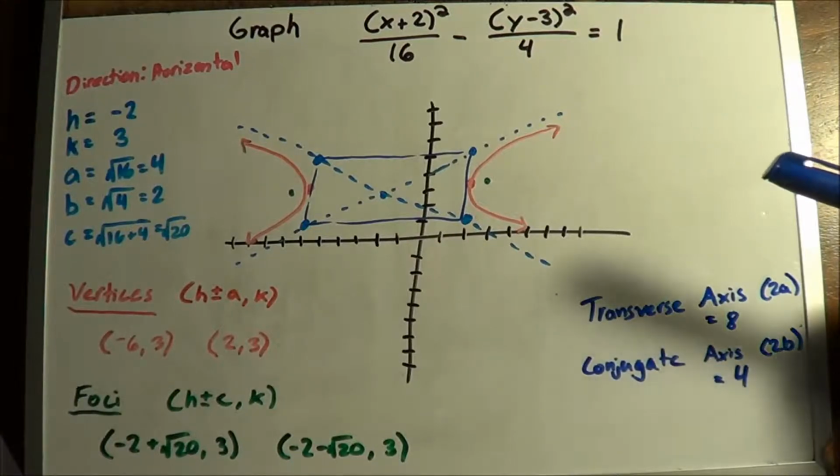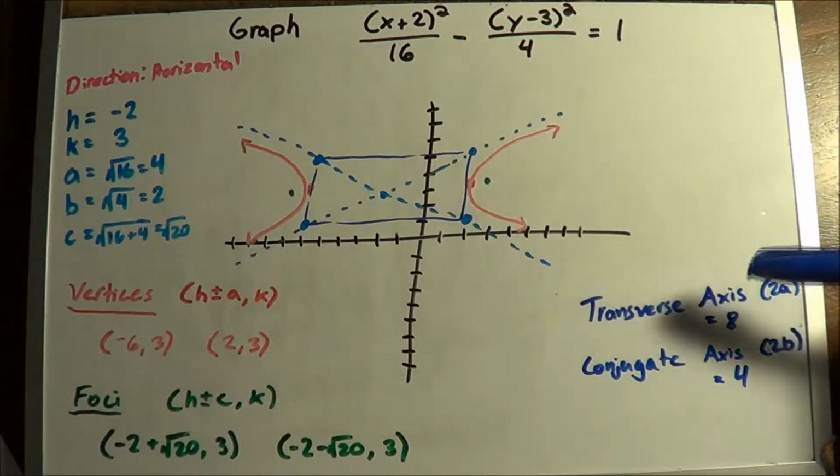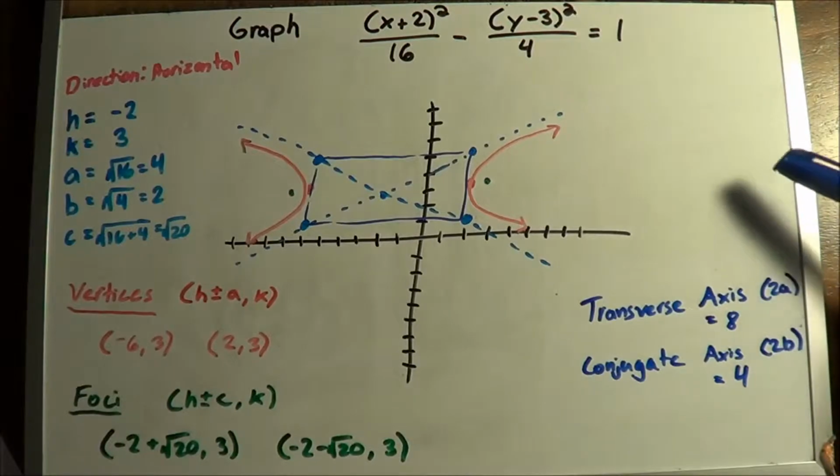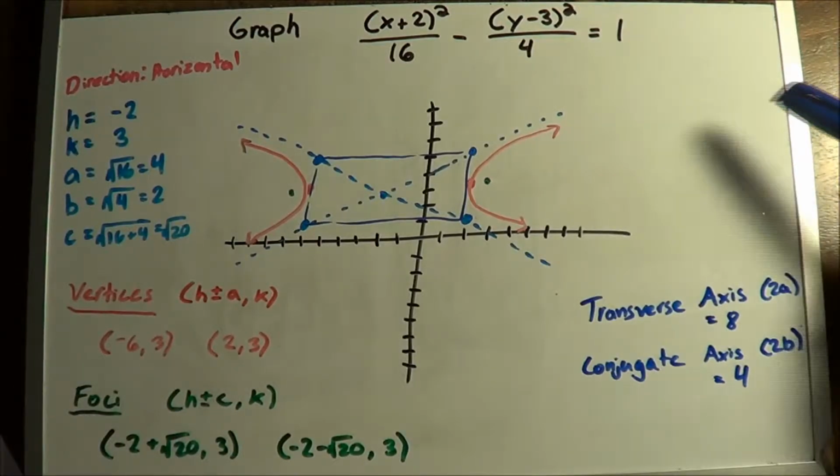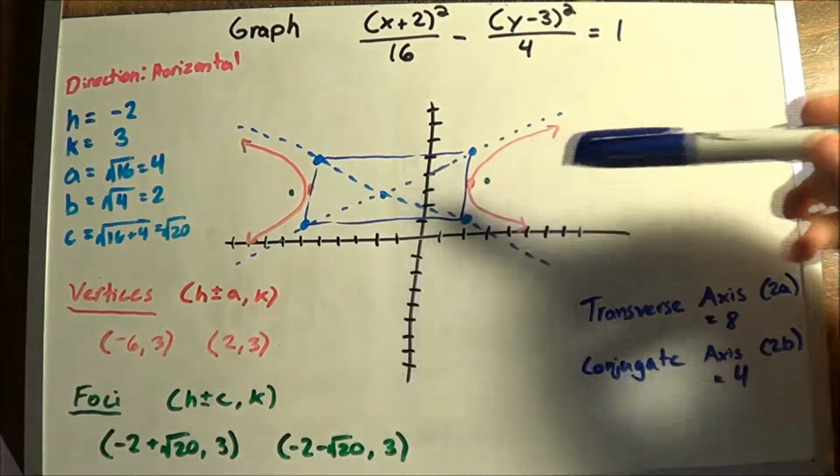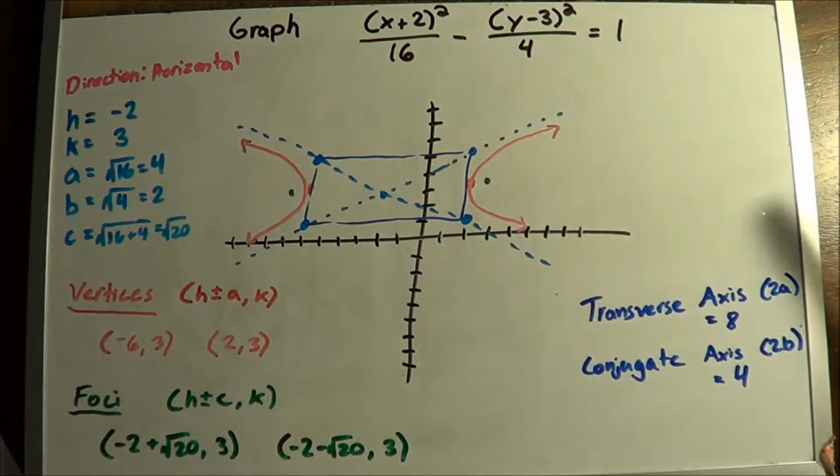Just as an ellipse has major and minor axes, hyperbolas have transverse and conjugate axes. The transverse axis is the one that shows you the distance between vertices. If it's horizontal, the transverse axis will be 2a, and the conjugate axis will be 2b. Flip that for vertical hyperbolas.